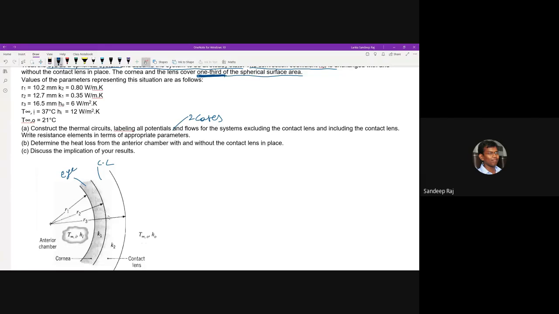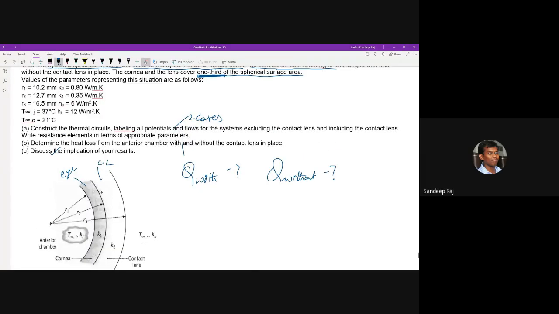What he's asking is to draw the thermal circuit, that is, the R values. You have to find the temperatures, show them appropriately, and determine the heat loss from the anterior chamber with and without the contact lens in place. So he's asking, Q with contact lens, what is the value? Q without contact lens, what is the value? And discuss the implication of the result, that we will do. Okay, so that's the question.